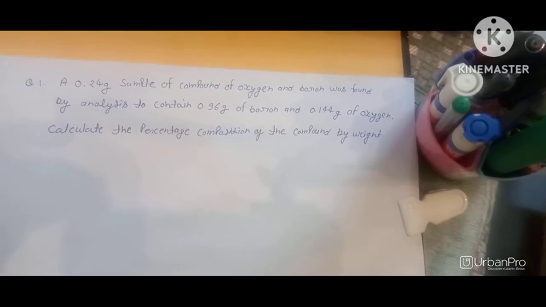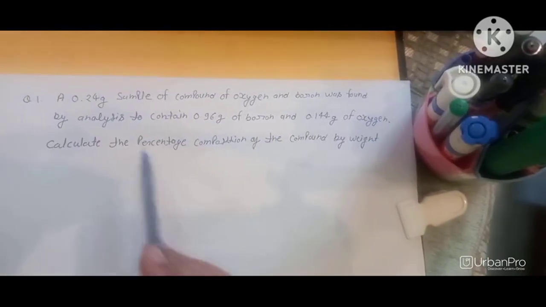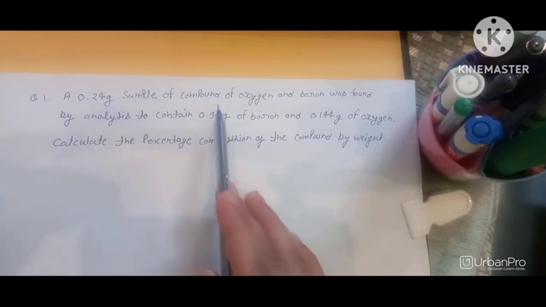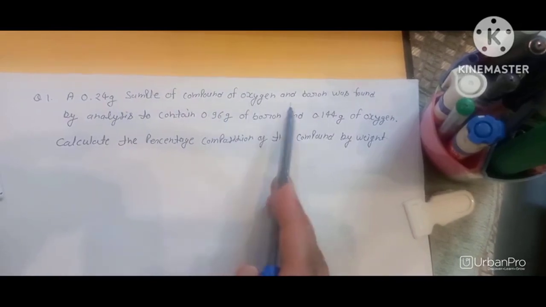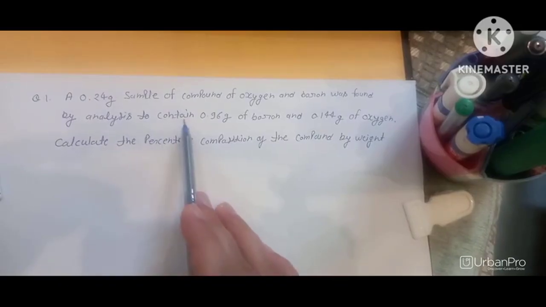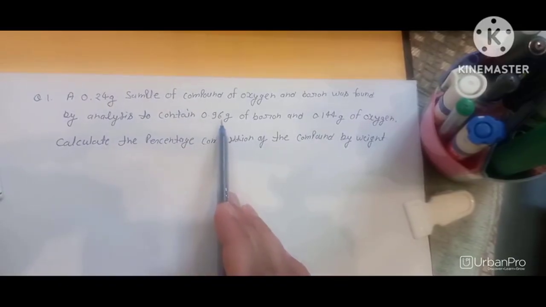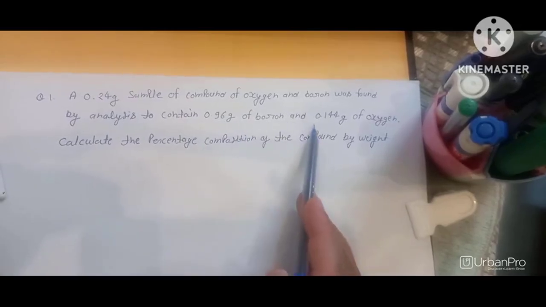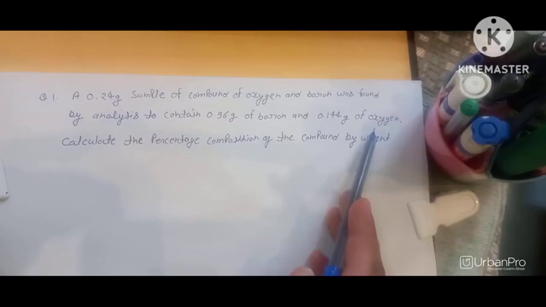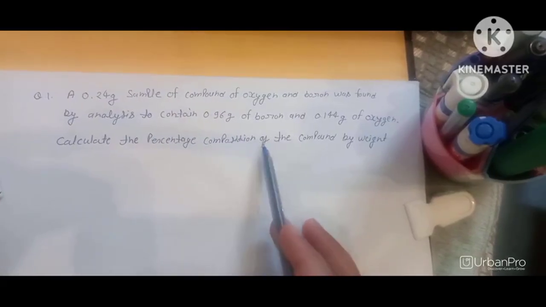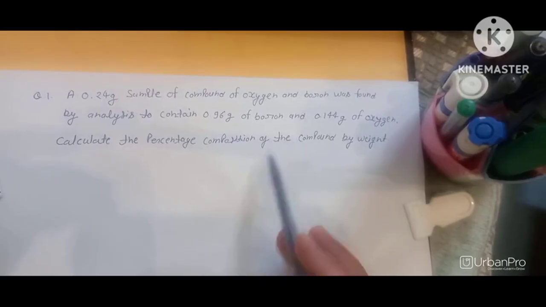Okay, so first read the question. A 0.24 gram sample of compound of oxygen and boron was found by analysis to contain 0.96 gram of boron and 0.44 gram of oxygen. Calculate the percentage composition of the compound by weight.